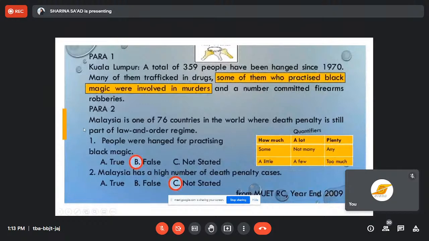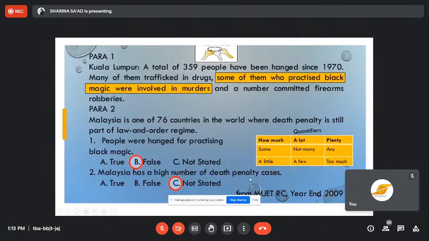And then you have paragraph 2. Malaysia is one of 76 countries in the world where the death penalty is still part of the law and order regime. So the question asks you, which people were hanged for practicing black magic? True, false? False.